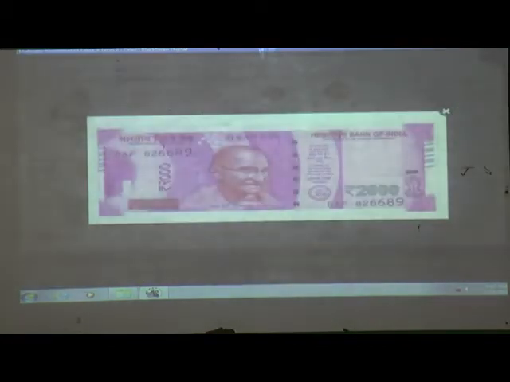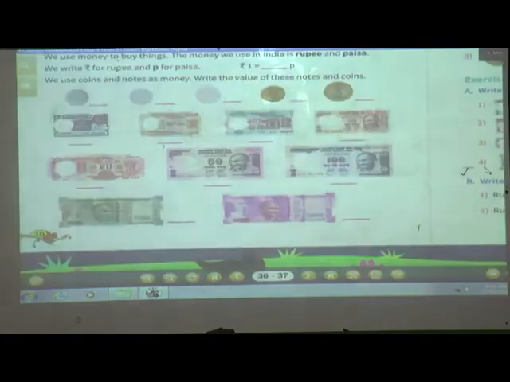Then finally we saw this note. Now which note is it? How many rupees are there? Here you can see a 4-digit number. Read this number. Yes, it is 2000, and the symbol is there also. So this is the note of 2000 rupees.